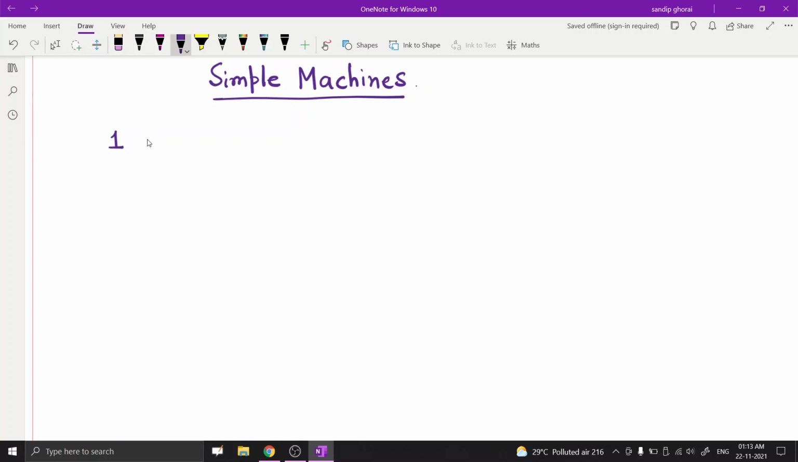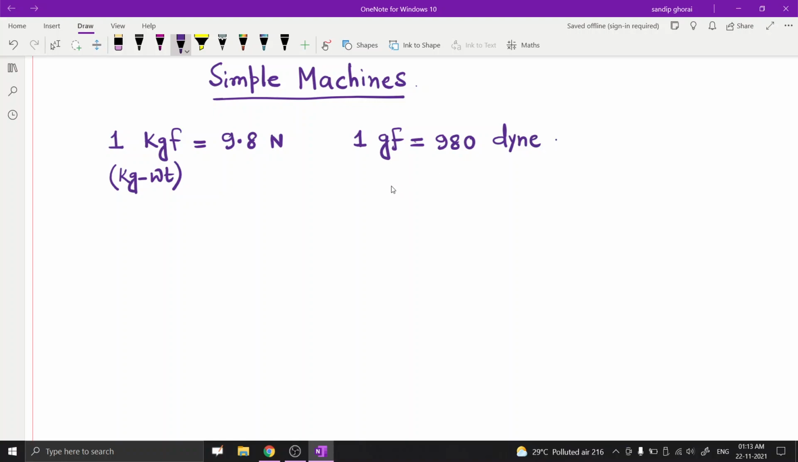So 1 kgf is equal to 9.8 Newton. This is also known as kg weight. And what is the relation of gf? 1 gf is equal to 980 dyne. Here gf is also known as gram weight.